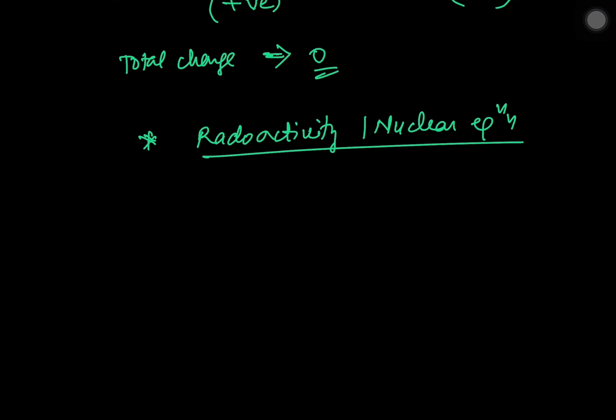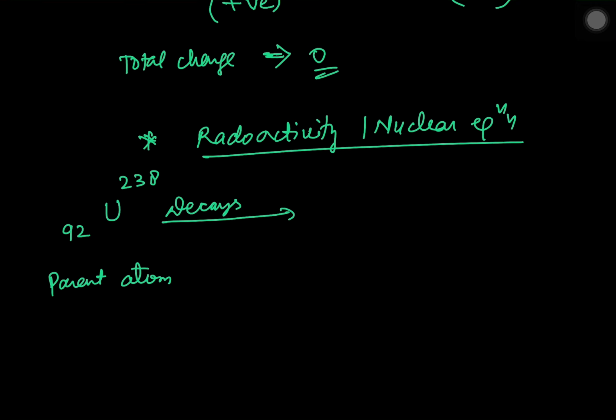Let us consider a parent atom, uranium, whose atomic number is 92 and atomic mass is 238. Now this parent atom decays into thorium, whose atomic number is 90 and atomic mass is 234. This is the daughter atom. The parent atom breaks into the daughter atom.